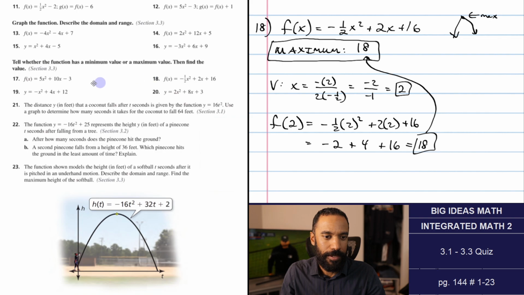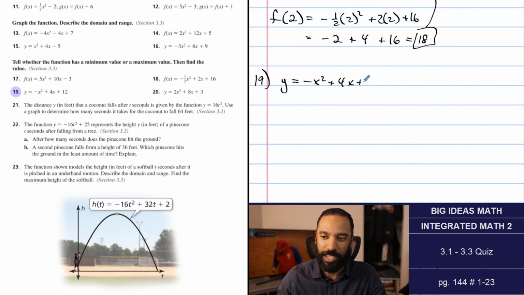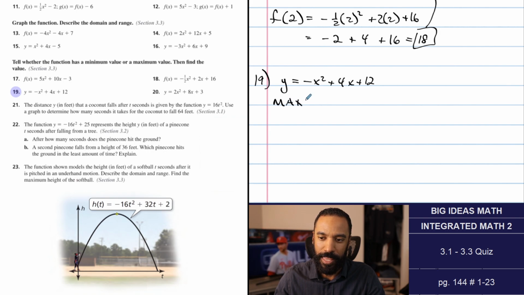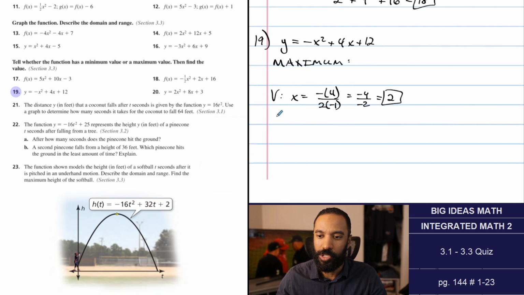Two more of those. Number 19. I think there were some pretty hard ones we had in the actual section when we were working on these. So these are actually favorable. y equals negative x squared plus 4x plus 12. This is going to once again be a maximum, given that the x squared coefficient is negative, a negative 1. So the vertex x value is negative b over 2a. That a is negative 1. Negative 4 over negative 2 is positive 2, just like last time. But of course, this is a different equation. So let's see what f of negative 1 is all about. I don't know why I said negative 1. I was looking at the a value. Let's see what f of 2 is all about.